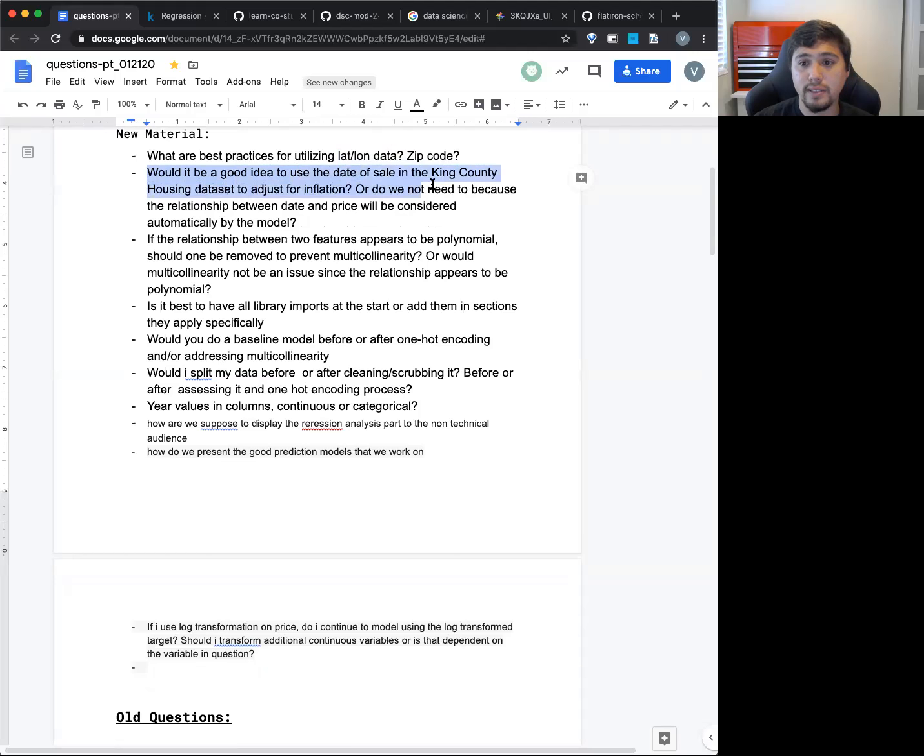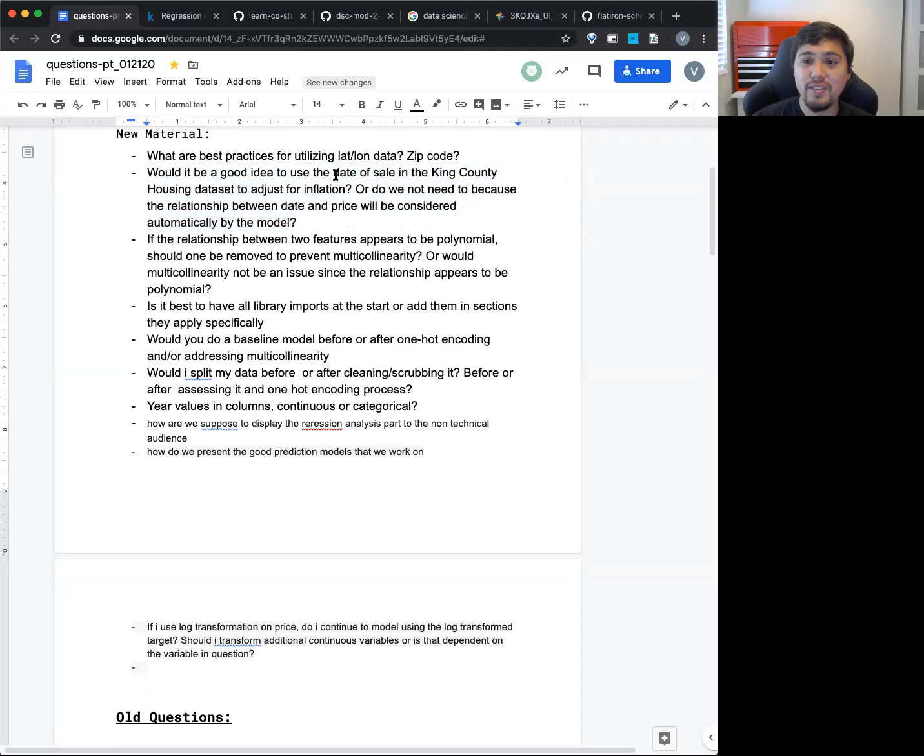Would it be a good idea to use the date of sale for the King County housing data set to adjust for inflation, or do we not need to, because the relationship between date and price will be considered automatically by the model? Yeah, this is going to be a good exploration part. I'm not going to tell you the answer to that specifically, right?